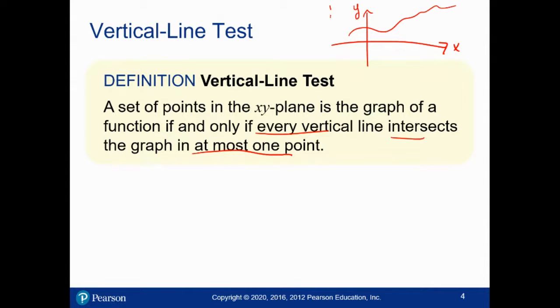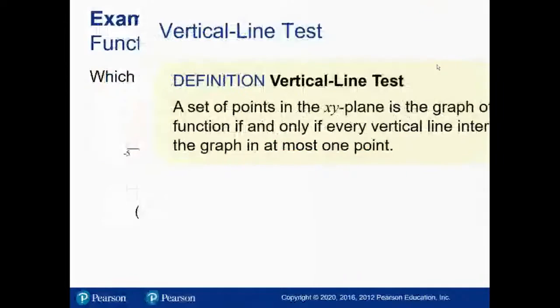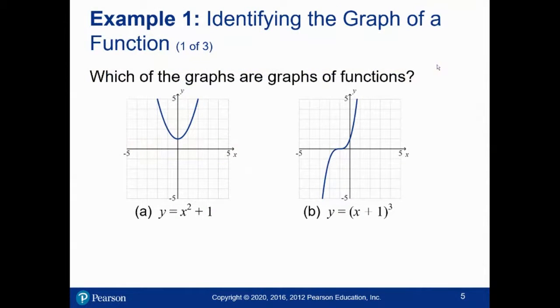Notice that this vertical line doesn't intersect the picture at all. That's fine. This line intersects it once. That's fine, at most once. This line intersects once. And then over here, I start to get no intersections. But anytime I draw a vertical line that either doesn't intersect or intersects once, we would say that this graph passes the vertical line test. Okay. And if it passes the vertical line test, it's a function.